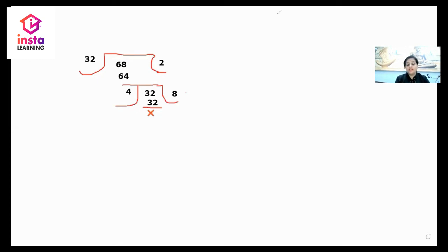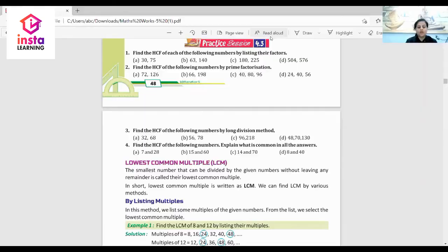Then again that divisor becomes the dividend. Then we are going to divide it again. 4 8s are 32. It comes without any remainder. So 4 is the HCF. What is the HCF? 4 is the HCF of both the numbers. Likewise, you are supposed to do each and every number. Okay, the HCF of 32 and 68 is 4. It means that 68 is divisible by 4. 32 is also divisible by 4. Likewise.